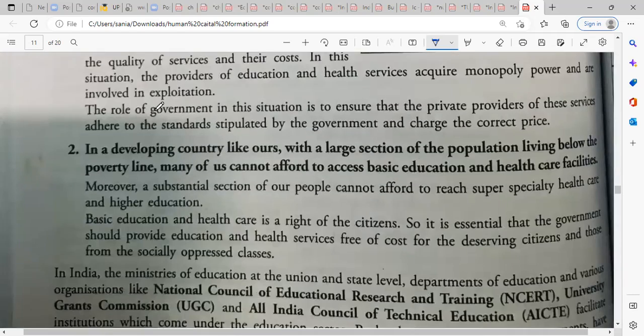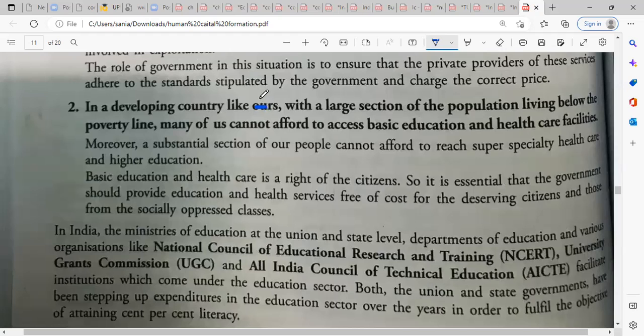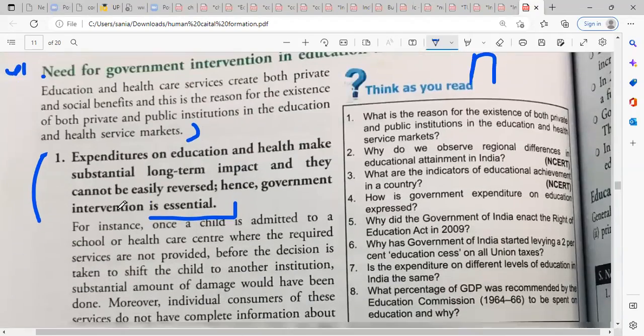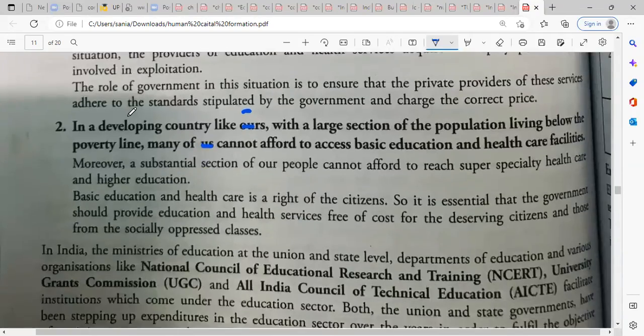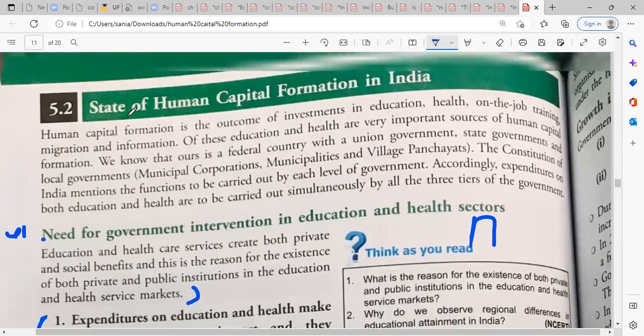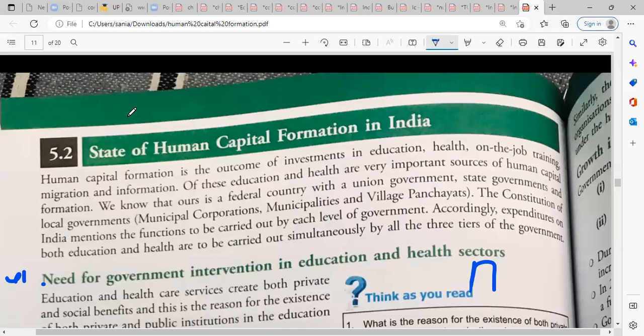And second, in a developing country like ours, you will write India, with a large section of the population living below the poverty line, many people cannot afford access to basic education and healthcare facilities. So first is this, and second is this. Because of these two, if I ask you, Halima and Sanya, what is the state of human capital formation in India?